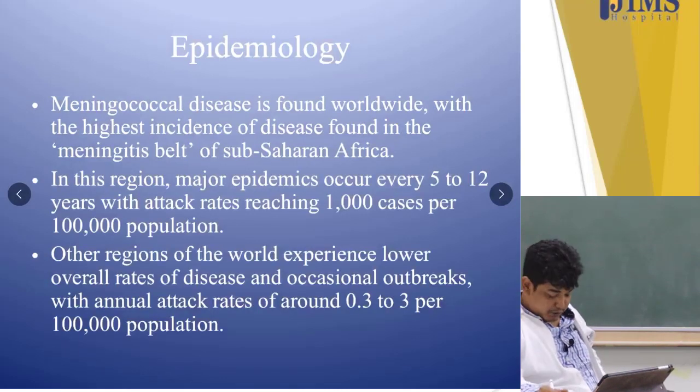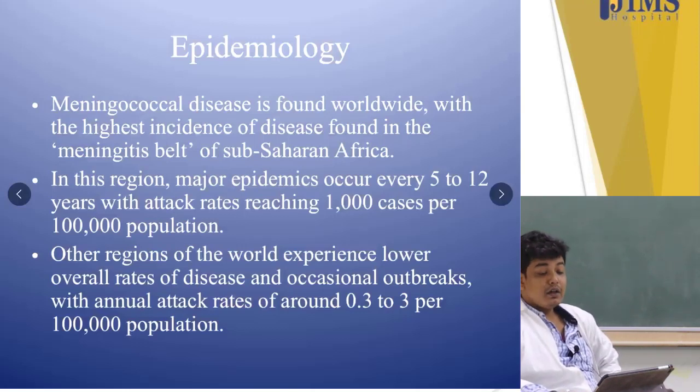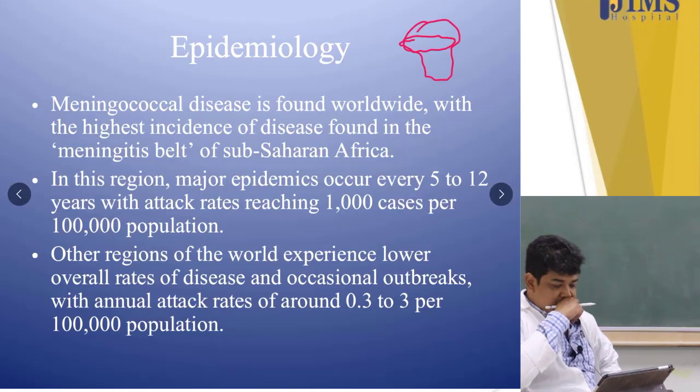Now, let's come to the epidemiology. See, meningococcal disease is found worldwide. It is spread throughout the world. I'll give you a pictorial depiction later in the slides. But the highest incidence can be found in the meningitis belt of sub-Saharan Africa. So there's a particular belt of meningitis. I'll give you the diagram of Africa, this particular area is called the sub-Saharan area. This area is very much prone to this particular disease. It's endemic over there.